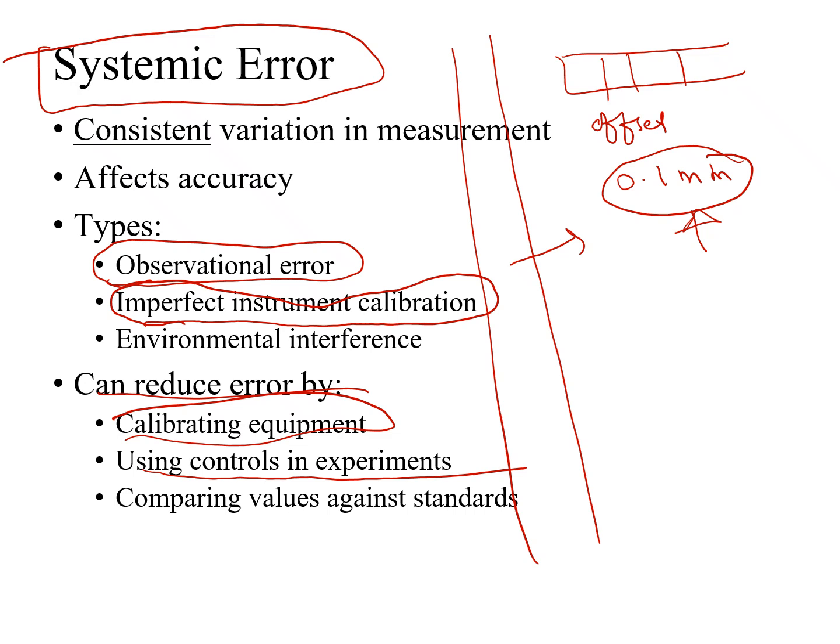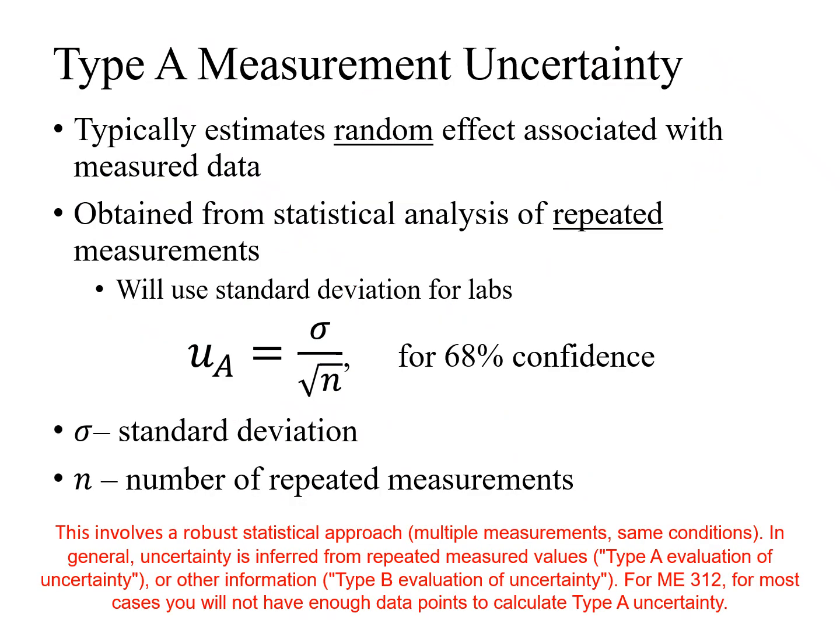Now we want to find the uncertainty associated with the random error and systematic error, and we call that type A and type B measurement uncertainty. Type A is related to the random error. Whatever the uncertainty associated with the random error is called type A uncertainty.